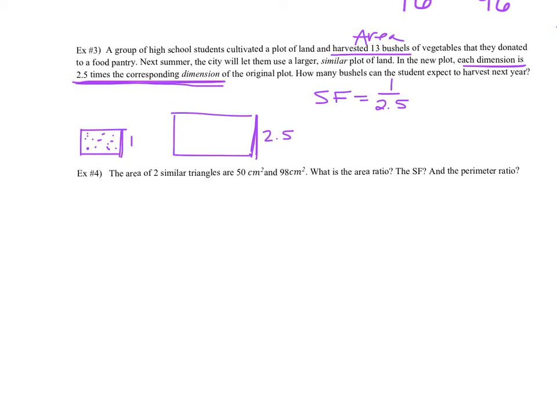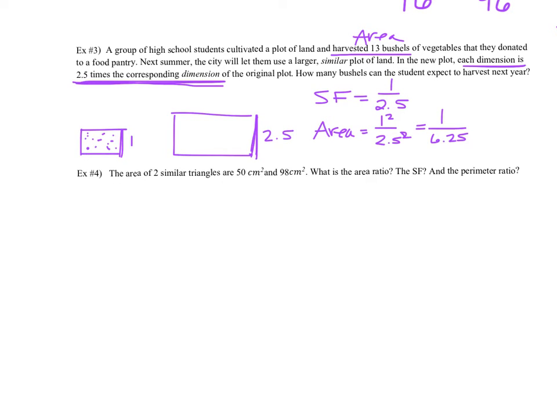What do we need? Area. We need area, right? We're trying to figure out how many bushels we harvest. Well, that's the area of the plot of land. So you're going to take this and turn it into an area ratio by squaring both of those parts. 1 squared to 2.5 squared. Okay, so our area ratio is 1 to 6.25.